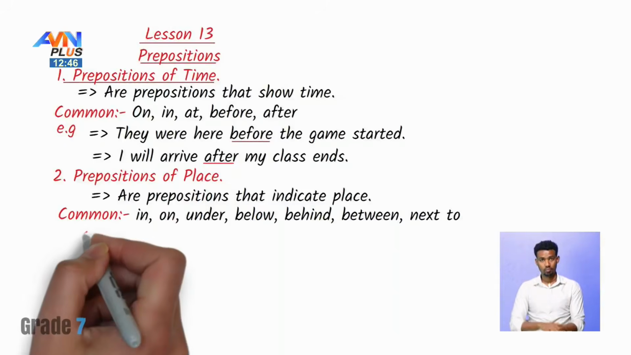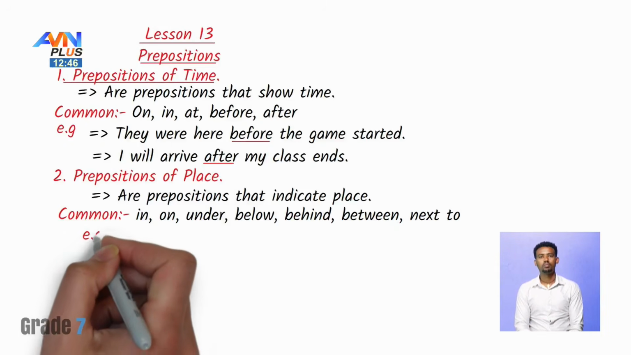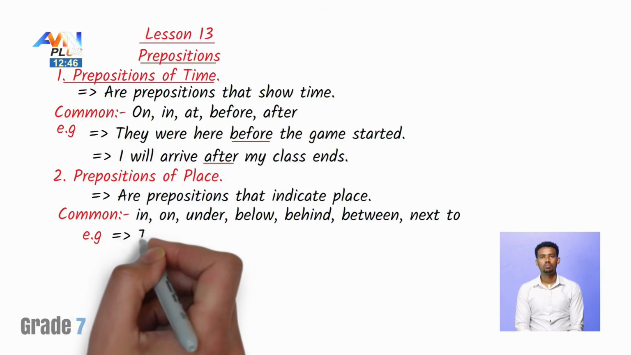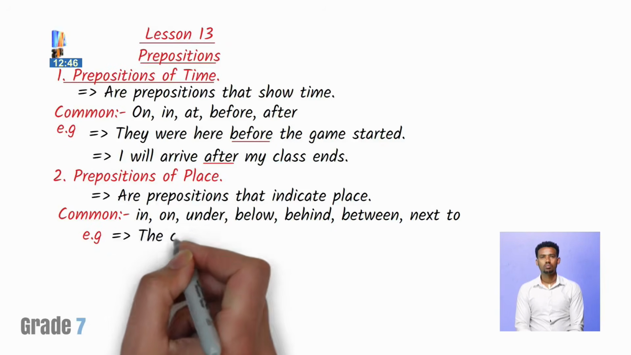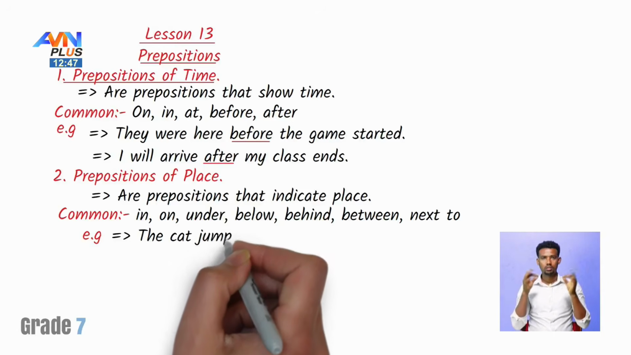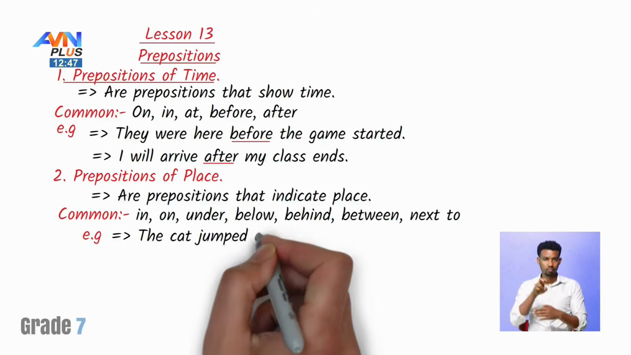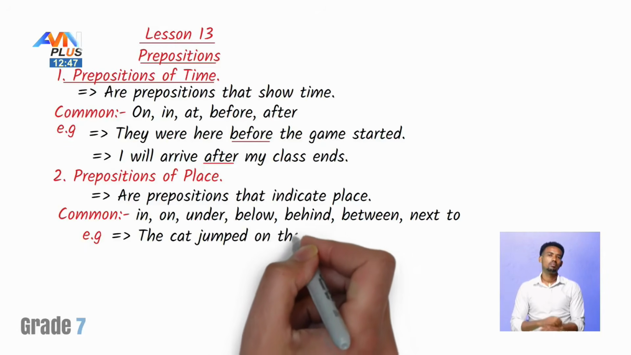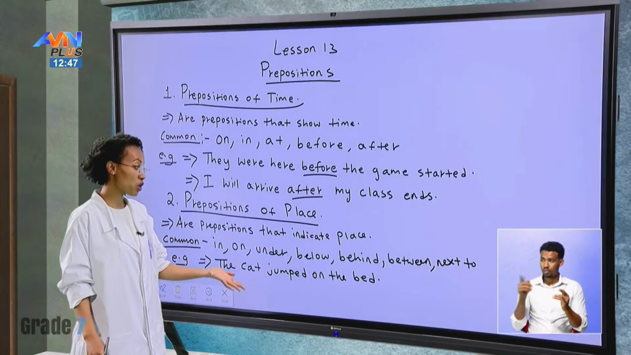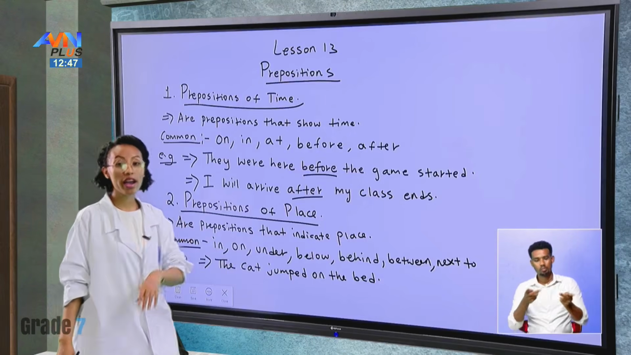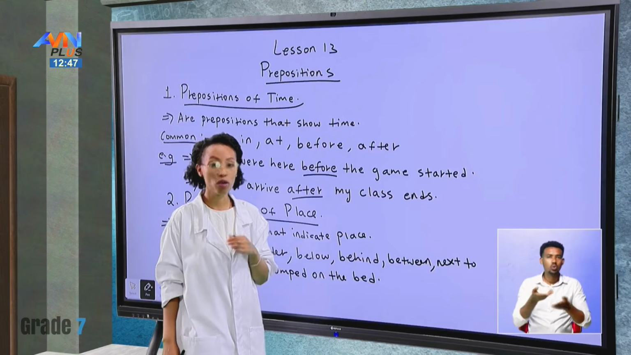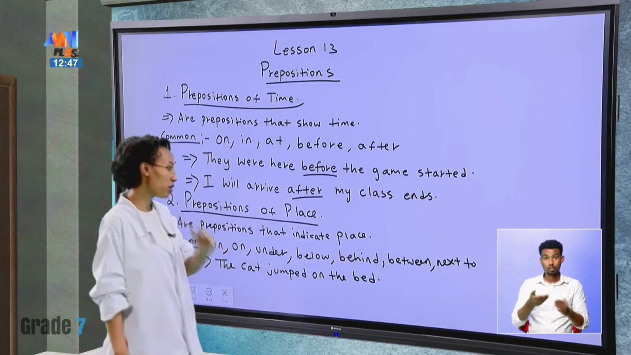For example, the cat jumped on the bed. If you see here, we are showing what? Place. Where exactly the cat jumped on. So we're showing what? Preposition of place.